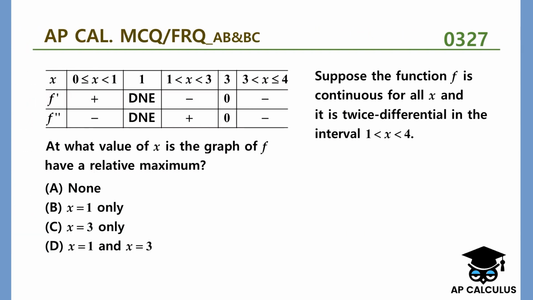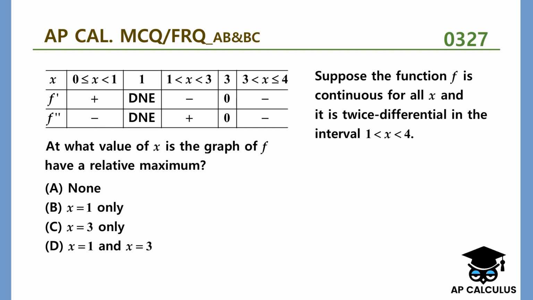Question 327. Suppose the function f is continuous for all x and it is twice differentiable in the interval from 1 to 4. Okay, here we have a table with f prime and f double prime. The question is, at what value of x does the graph of f have a relative maximum?